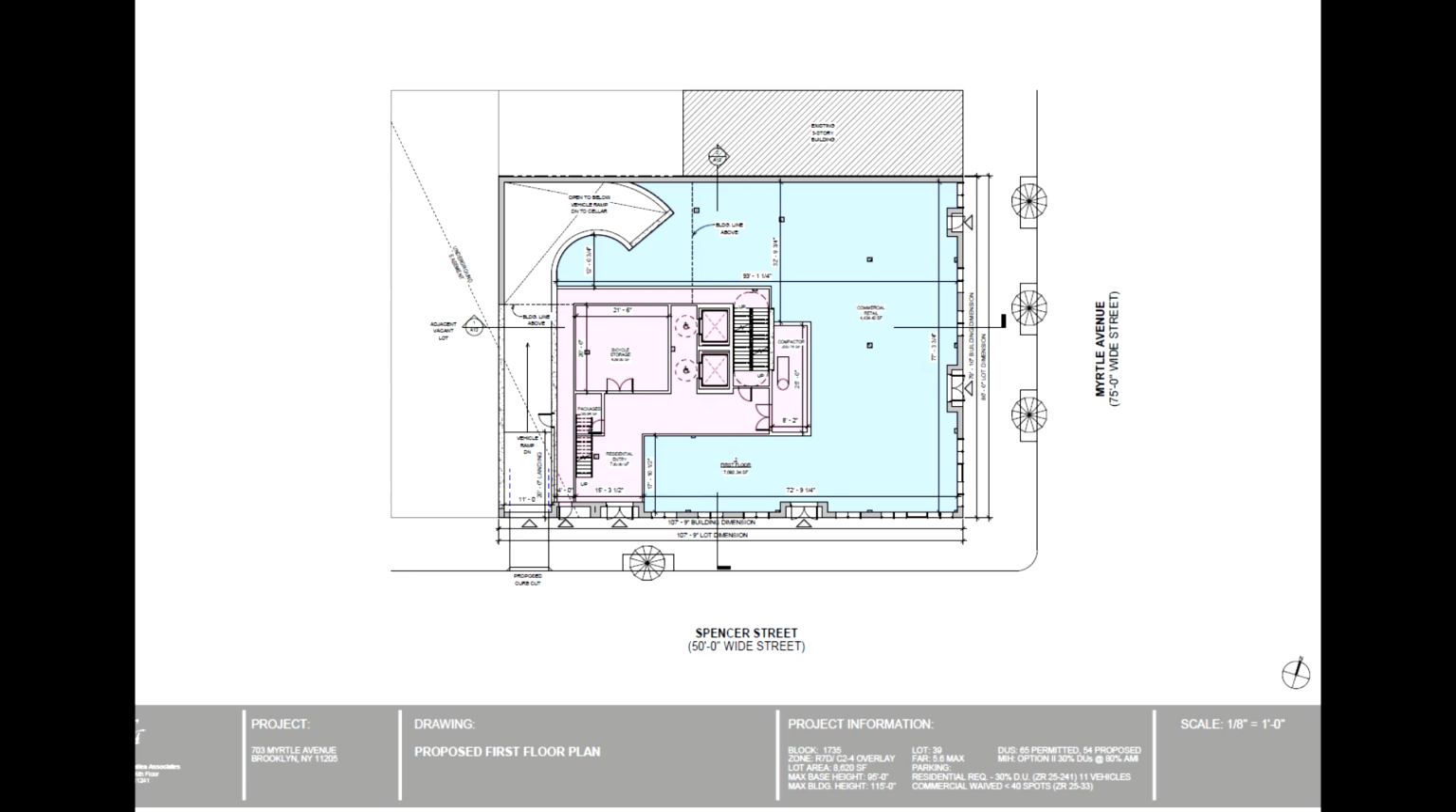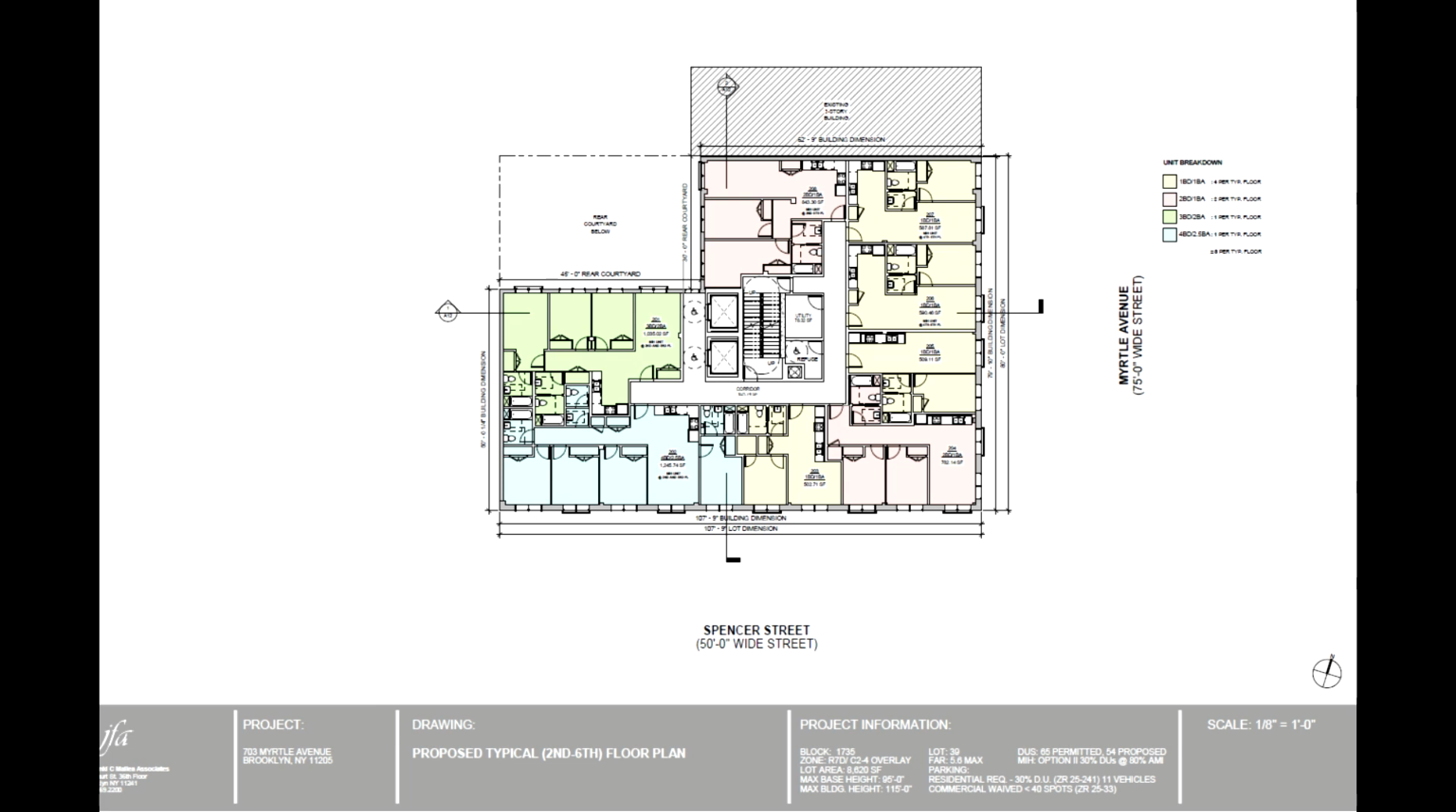The typical floor, which is 2nd through 6th, has a variety of 1, 2, 3, and 4 bedrooms. Here on the 7th floor, you can see the partial setbacks of the street front, and the eighth floor as well. Here's the unit distribution chart. 54 total units. Majority are one-bedrooms, with 18 or 33% two-bedrooms, 11% threes, and 5% fours.